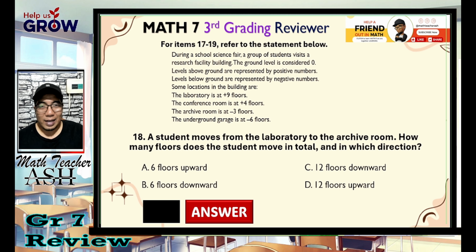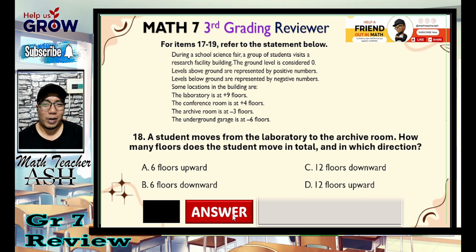So from the 9th floor, you will be going to the ground. That is 9 floors already, but that is at the ground level. Your aim is to go to the archive room. So you need to add more floors below, and from 9, that would be adding plus 3. So that is 12 floors in total. So that is letter C. All right, let's check whether we are correct.